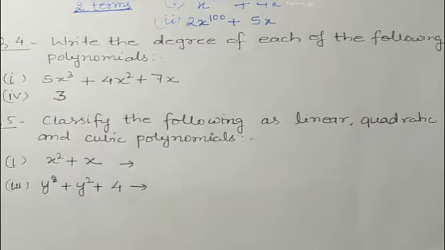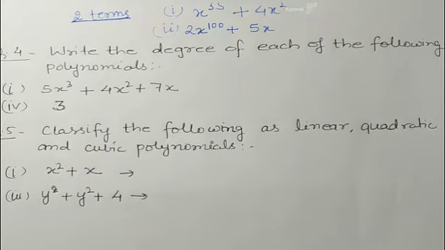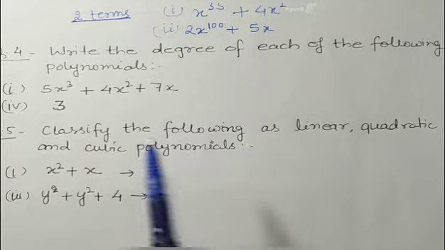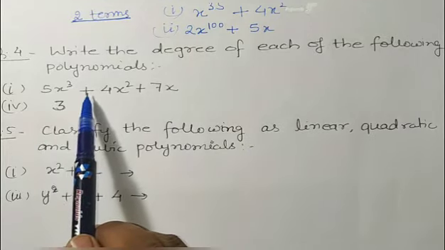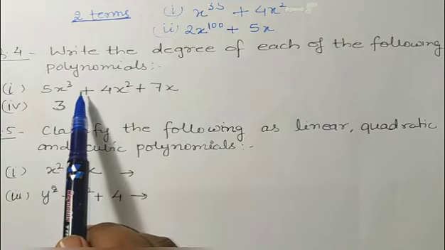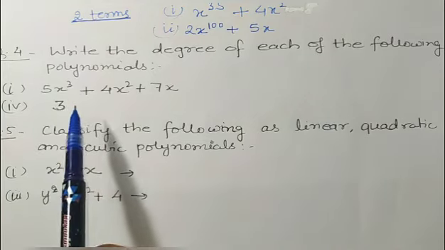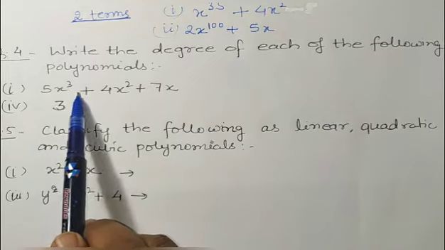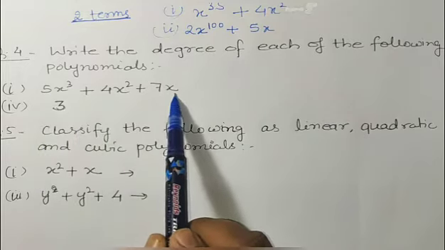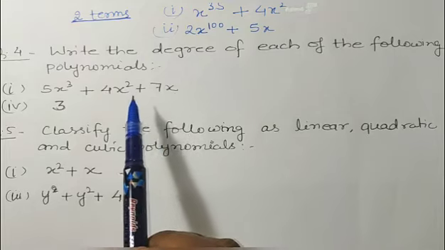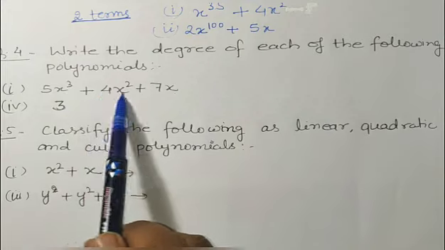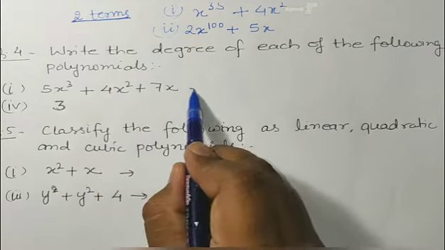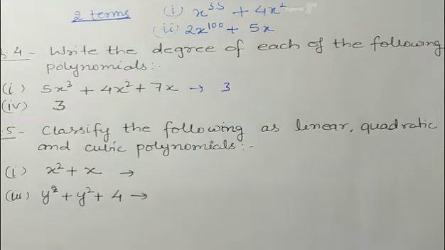Question number 4 is: write the degree of each of the following polynomials. I have written two questions here because it is a very easy question. The remaining part of this question you will solve yourself. First part is 5x cube plus 4x square plus 7x. Here you have to find the maximum power of the variable. So here the maximum power of the variable is 3. So the degree of this polynomial is 3.